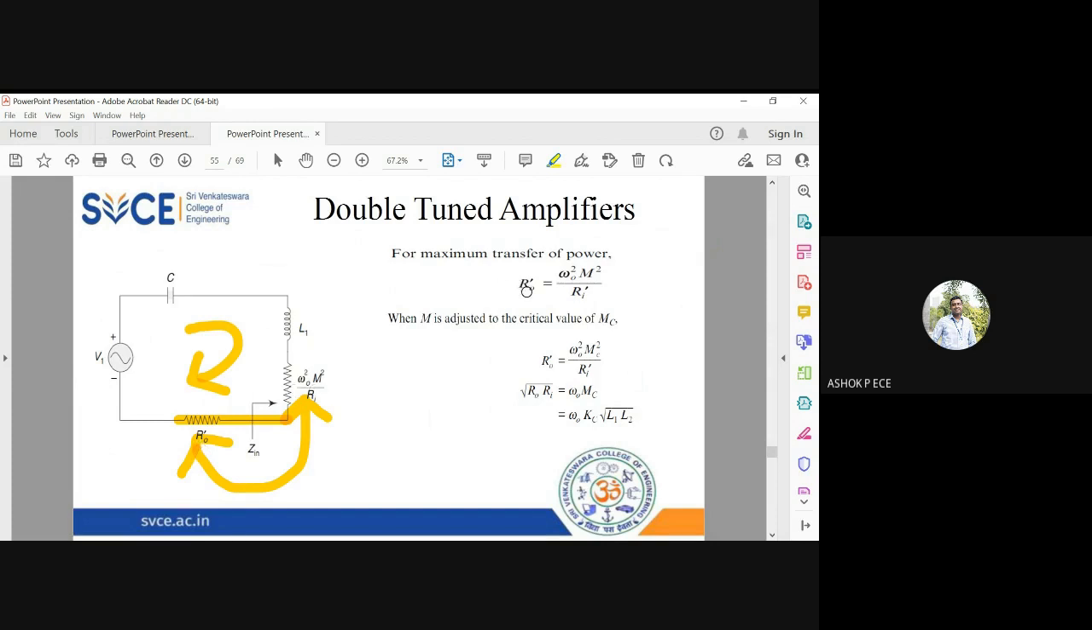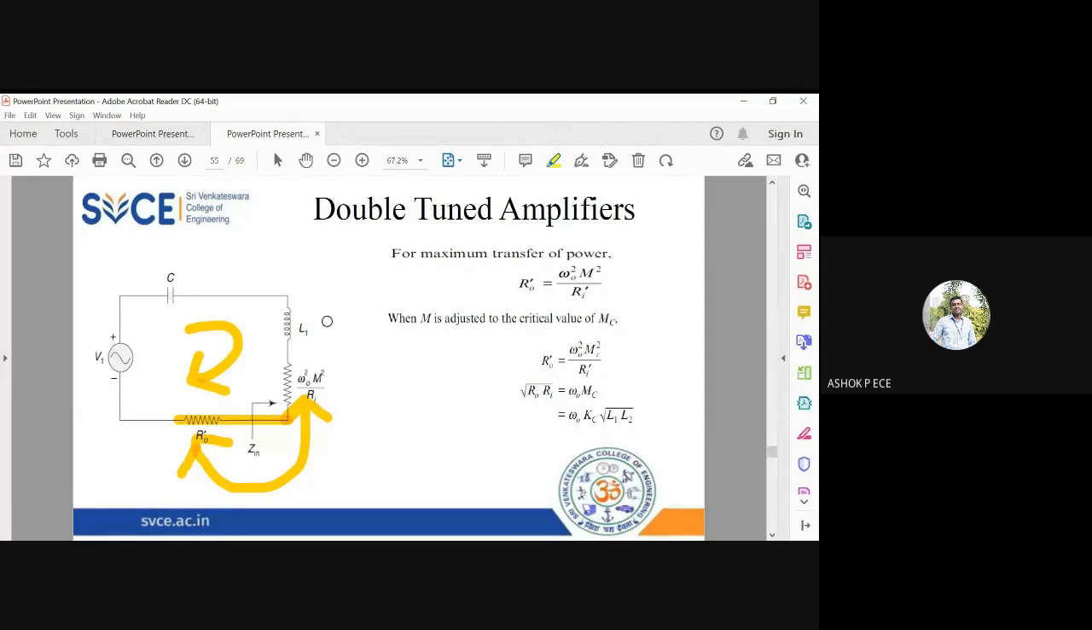So R naught dash equal to omega square M square by Ri dash. So at this condition, I replace M by MC. MC is called the critical value of mutual inductance. This is a special condition, right? So I cannot use M everywhere, so I am replacing M by MC. So R naught dash equal to omega naught square MC square by Ri dash. Cross multiply: R naught dash into Ri dash equal to omega naught square MC square, or omega naught into MC is root of R naught into Ri.